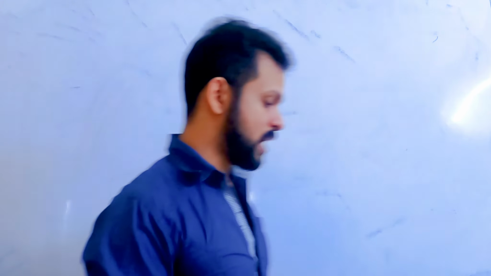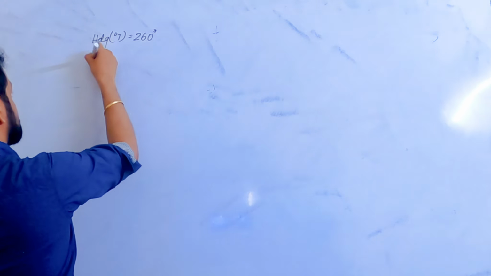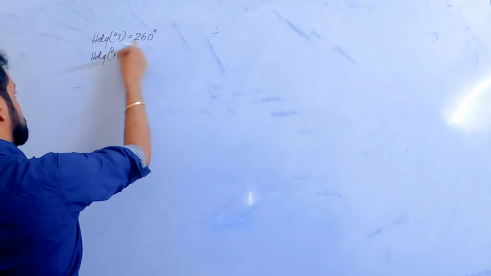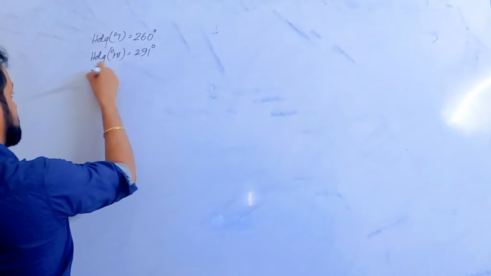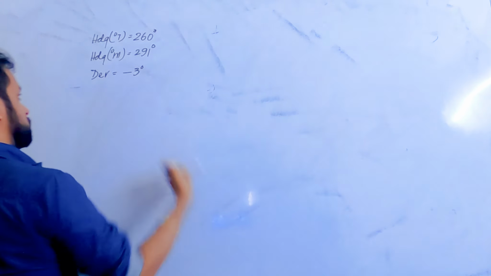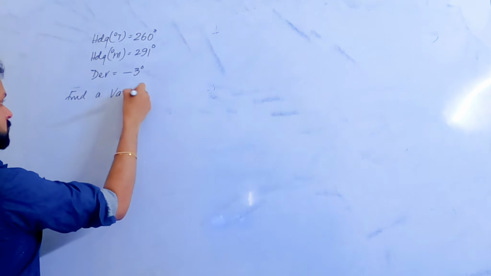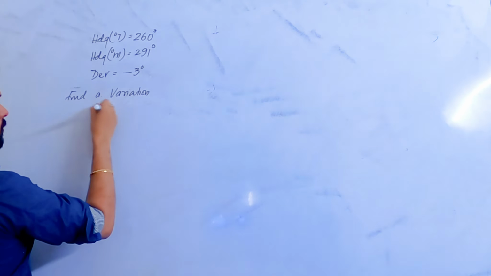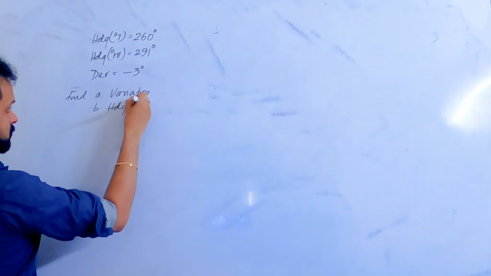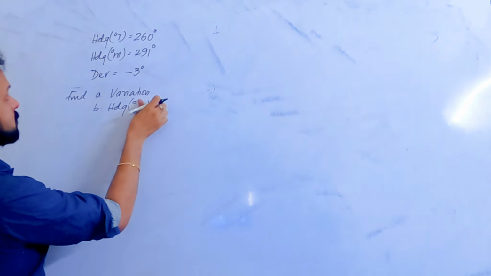Well, this one you're given true heading is 260 degrees. Heading magnetic is 291. And deviation is minus 3. Find variation and compass heading.